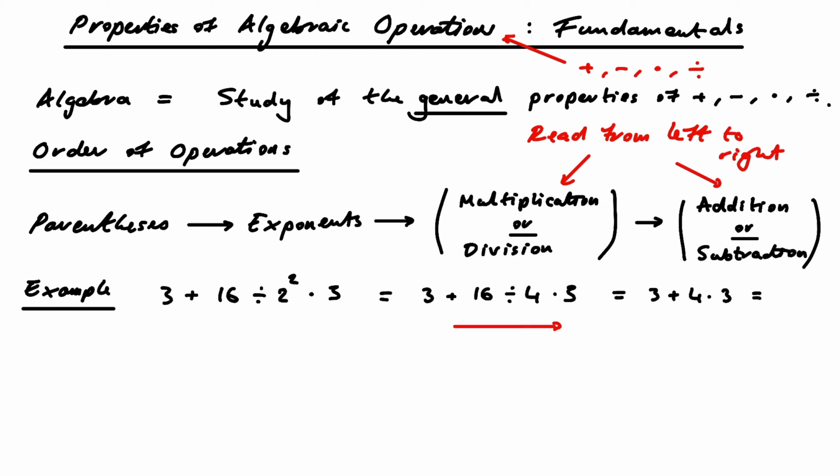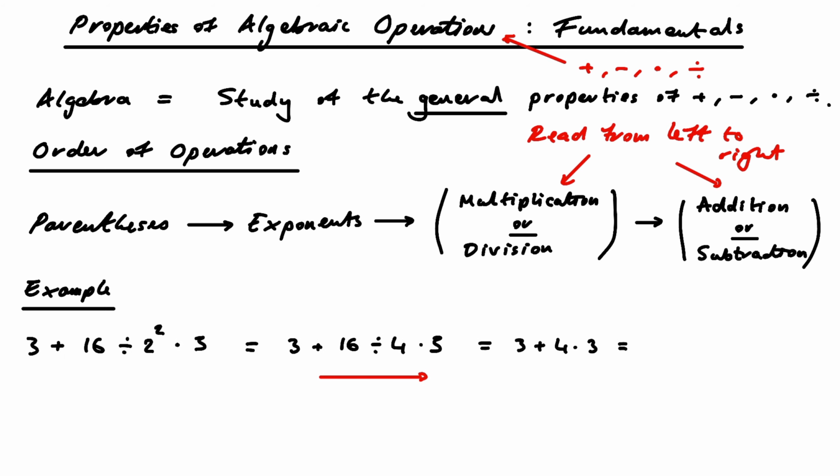Let me just move this down for a bit more space. This would give me 3 plus 12, and that would give me 15. Very nice. So the basic deal is you go through each of these carefully, one at a time. When you're doing this multiplication or division, addition or subtraction, you read it from left to right.